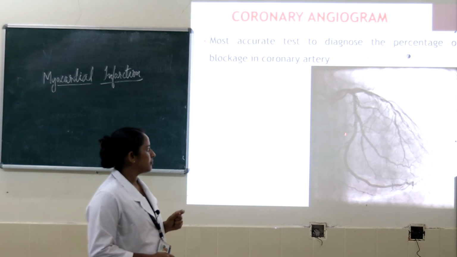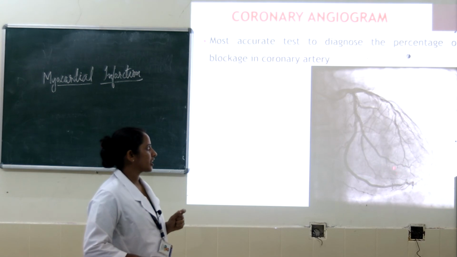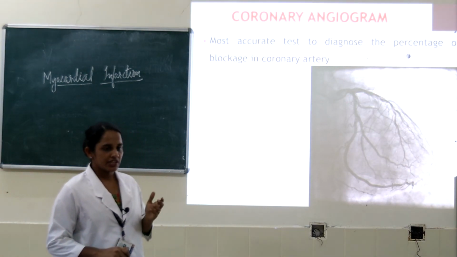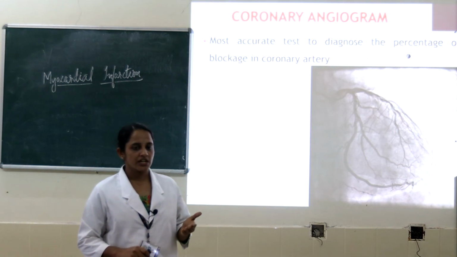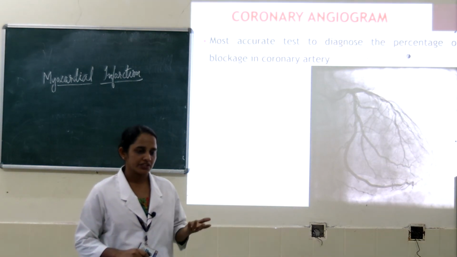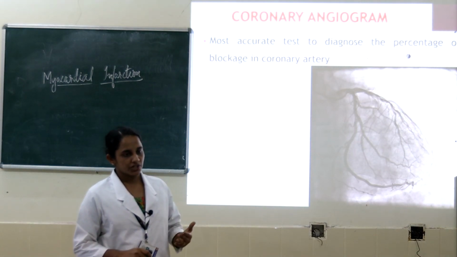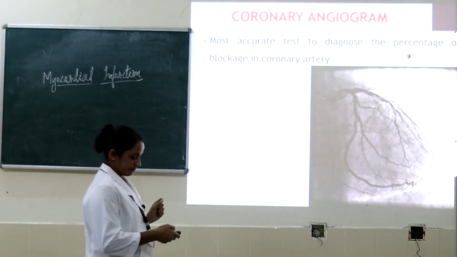This is the image of a coronary angiogram. This is the right coronary artery and this is the left coronary artery. From that we can identify which coronary artery is affected, whether the left coronary artery or the right coronary artery, and what percentage its blood flow is reduced.